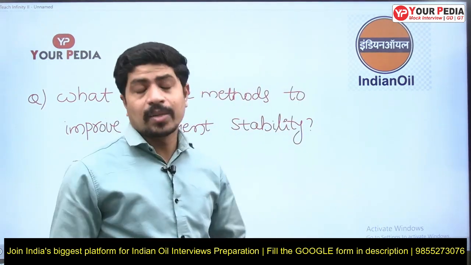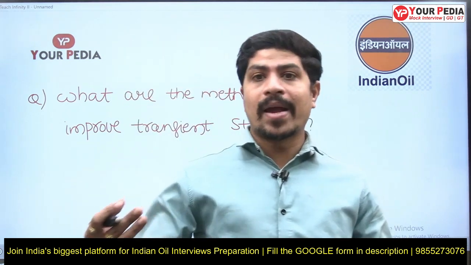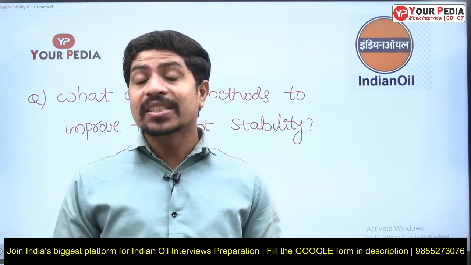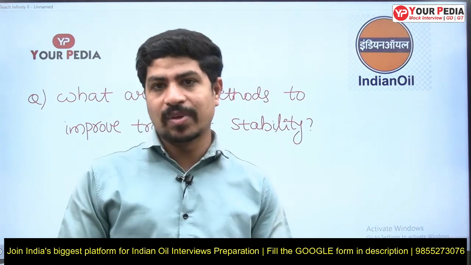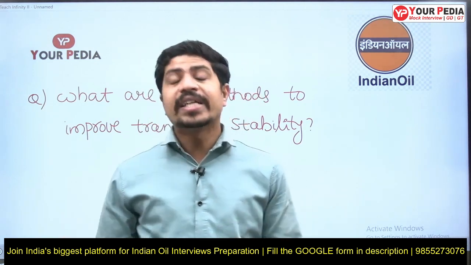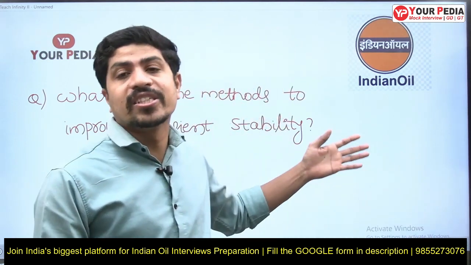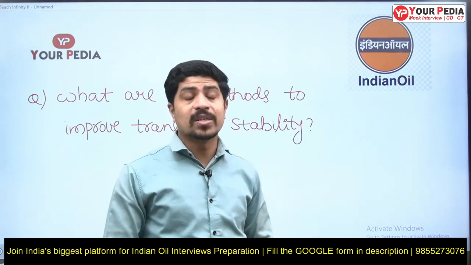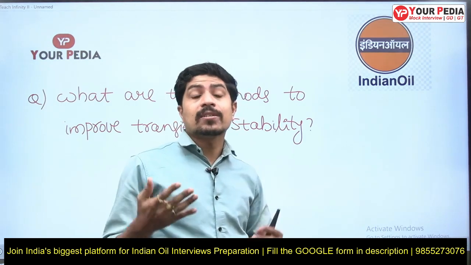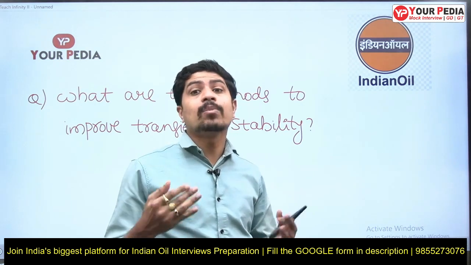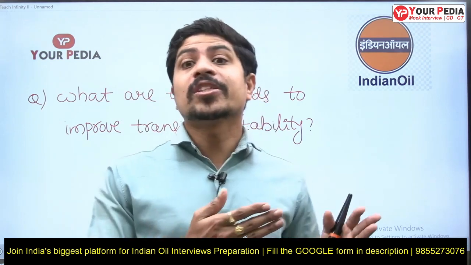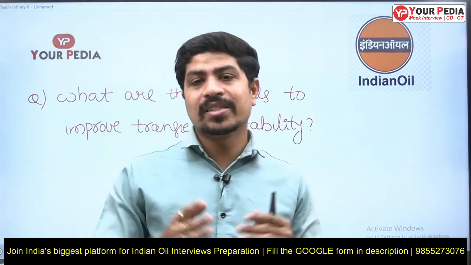First of all, what is transient stability? Whenever a big disturbance occurs, whether a system is able to regain its stability or not will be decided by transient stability. What is steady state stability or small signal stability? It is for small disturbances like load changes. But for large disturbances, practically faults and contingencies, if the system or the generator is able to regain its stable position, then the system is said to be stable. That is called transient stability.